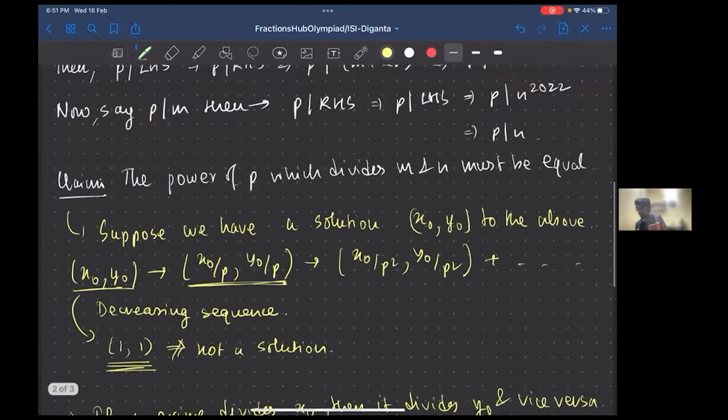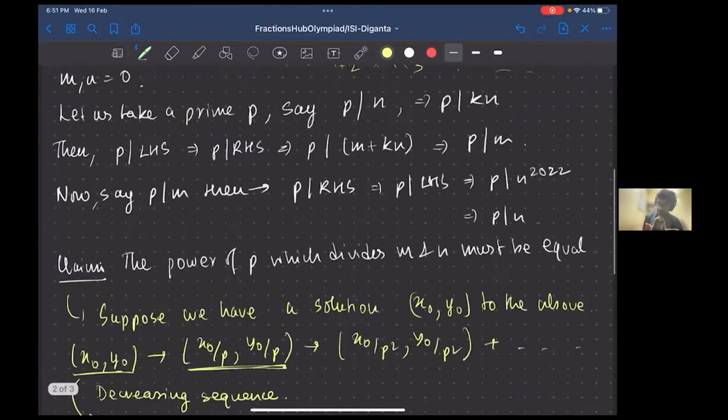So this is a quick technique by which you can solve and handle this problem and many more.